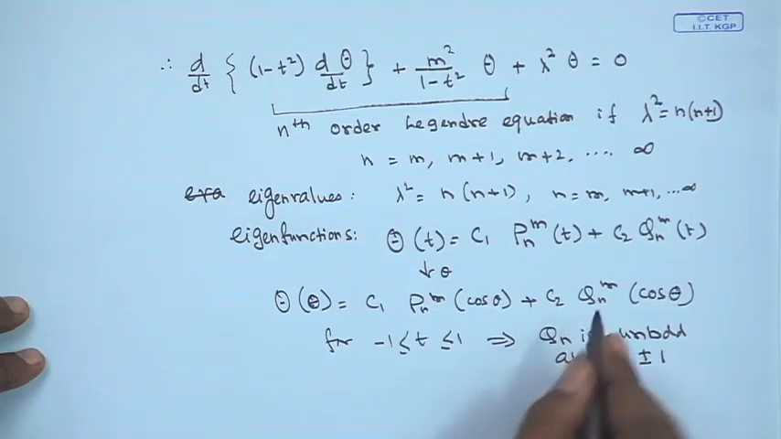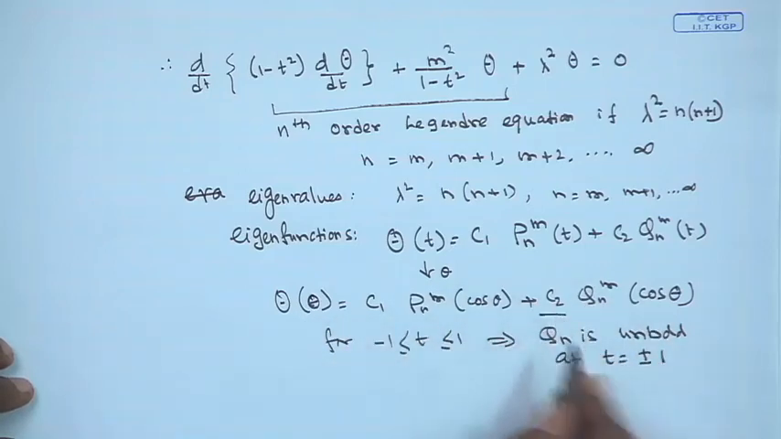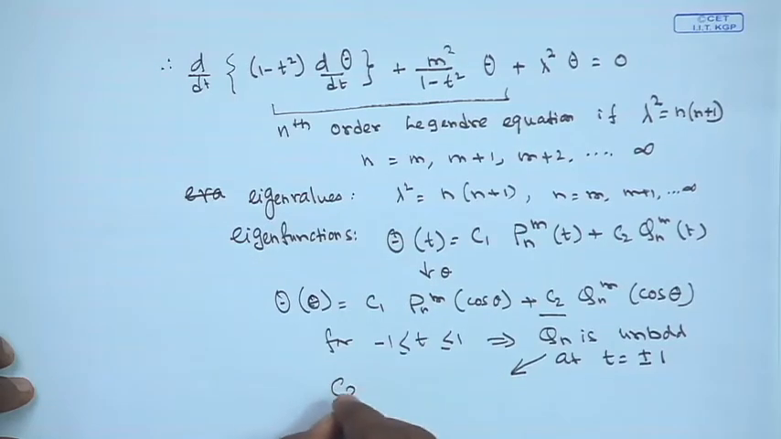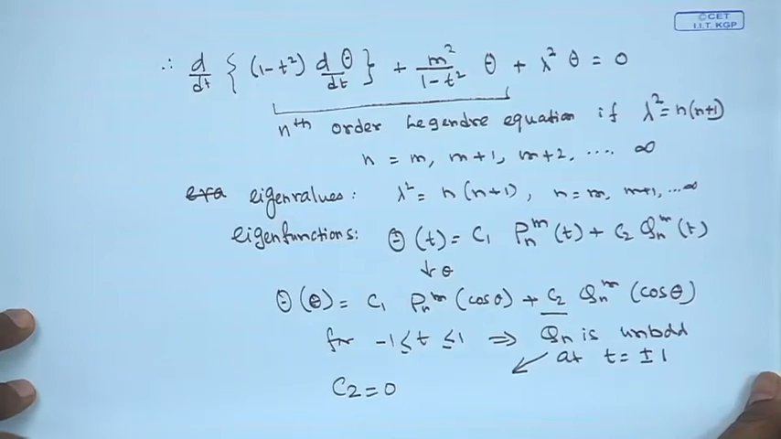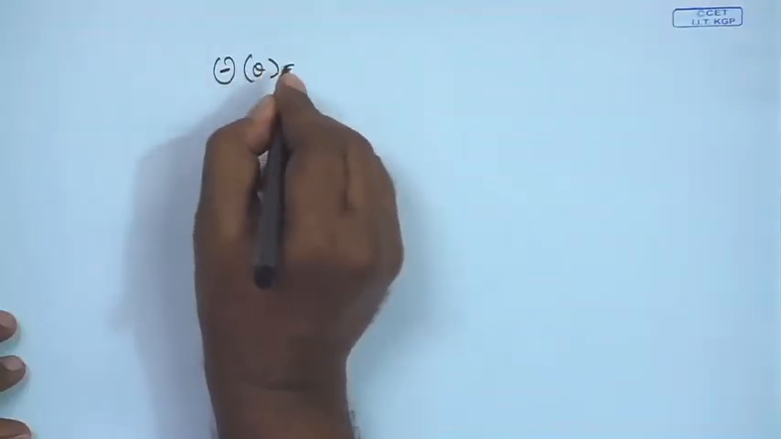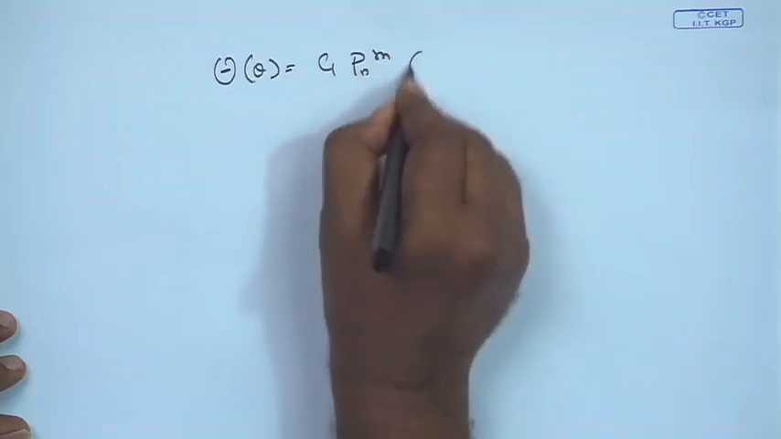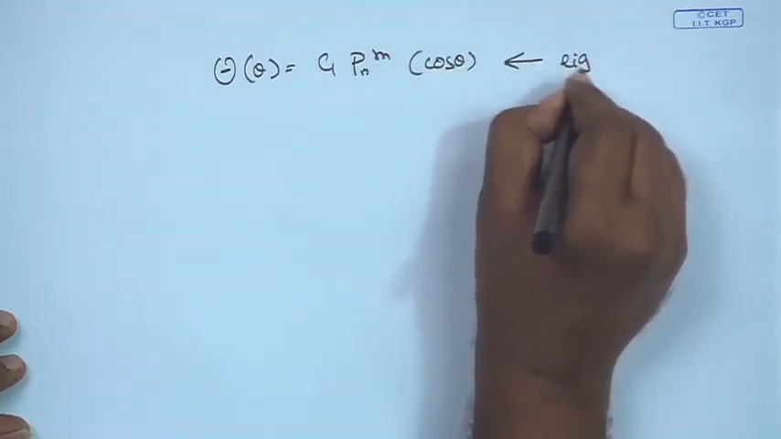Therefore, since the whole solution is bounded, the associated constant has to be equal to 0. In order to satisfy this boundary condition, C2 has to be equal to 0. So the eigenfunction will be nothing but the Legendre polynomial. So Theta as a function of theta is equal to C1 P n m cosine theta. These are the eigenfunctions in the theta direction.